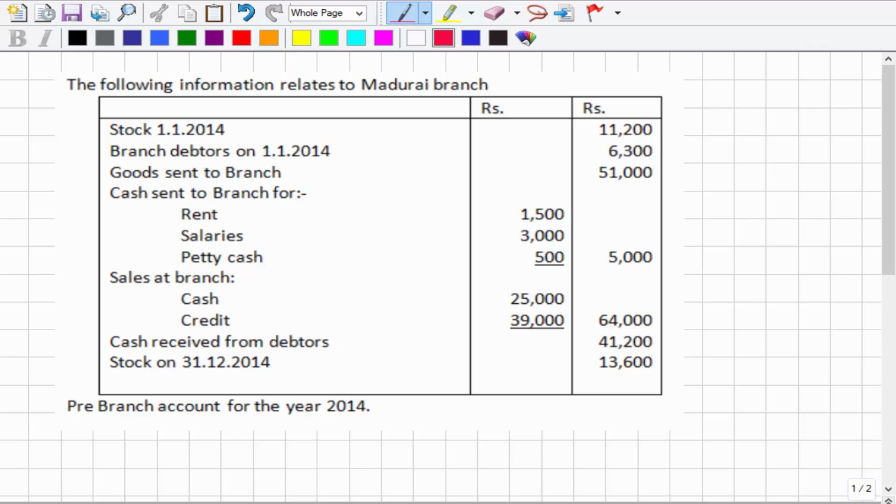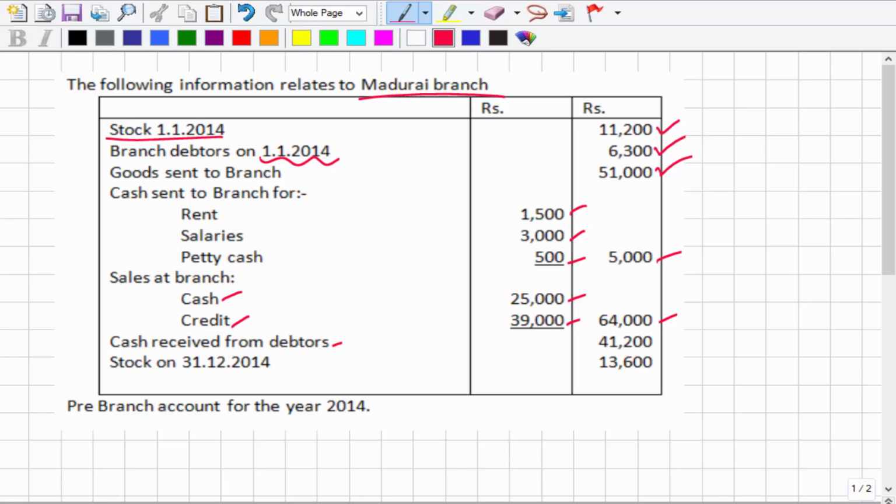The following information relates to Madurai branch. We have stock on 1st Jan 2014, 11,200. Then branch debtors on 1st Jan 2014, 6,300. Goods sent to branch, 51,000. Then cash sent to branch for rent, salaries, and petty cash purposes, 1,500, 3,000 and 500, totaling 5,000. Sales at branch level: cash sales 25,000, credit sales 39,000, total 64,000.